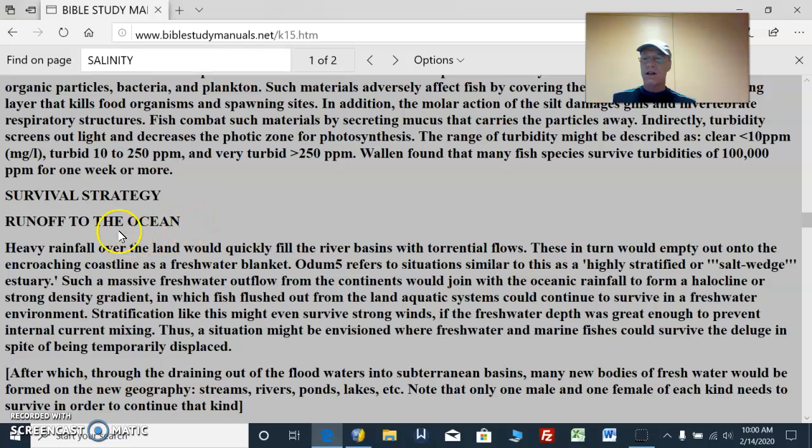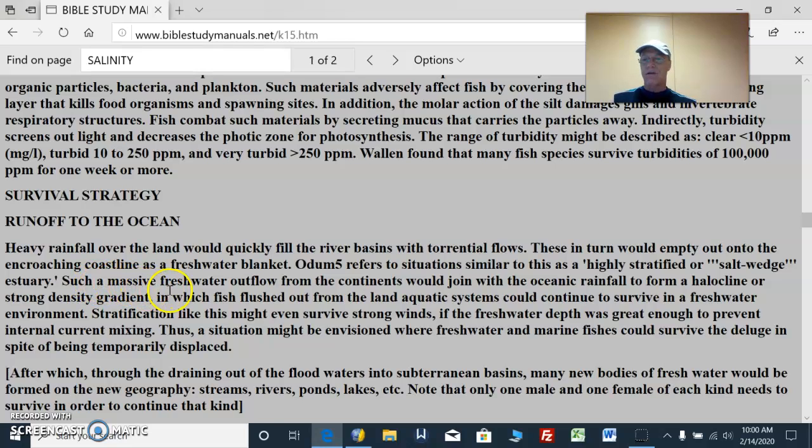Survival strategy: run off to the ocean. Heavy rainfall over the land would quickly fill the river basins with torrential flows. These, in turn, would empty out onto the encroaching coastline as a freshwater blanket. Odum refers to situations similar to this as a highly stratified or salt wedge estuary.